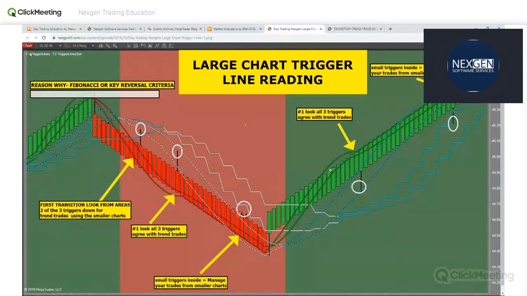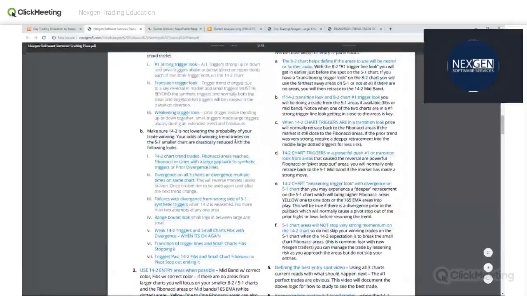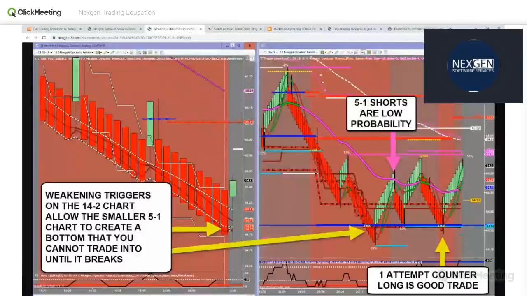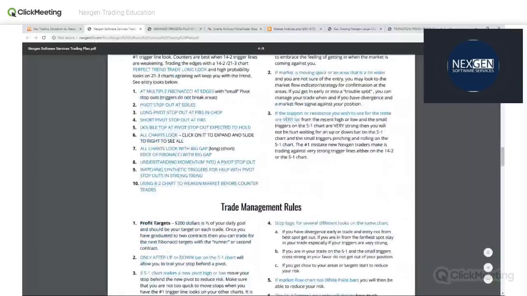So trigger line dependent again for pivot stop outs. So again, before we get into the rules, think about pivot stop outs. You have to watch for weakening triggers on the large chart before you can do a counter trend trade pivot stop out on the small chart. You see what I'm saying? So this pivot stop out long, which is right here, is dependent on this trigger being weak, or obviously something else. So all pivot stop outs will look the same.